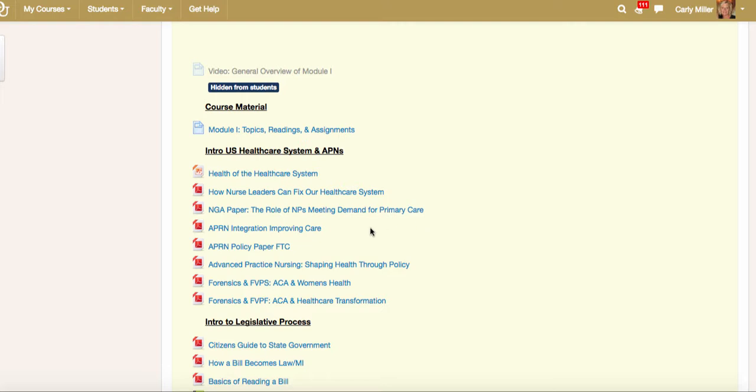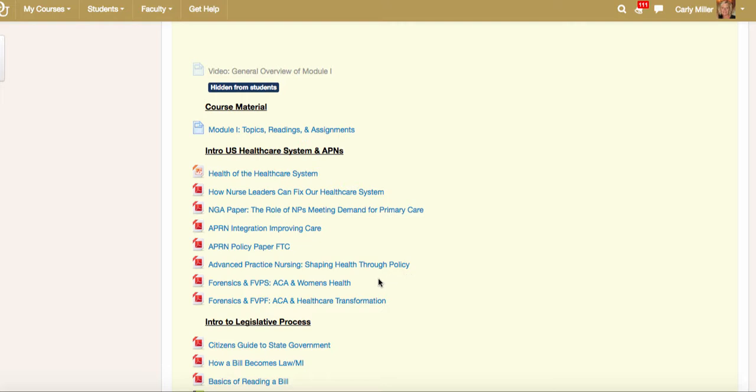APRN integration of improving care is kind of the same basis as this one too. This one looks at all realms of APRN practice: CRNAs, clinical nurse specialists, and NPs, and how we need to be utilized more within our healthcare system. The next one is the APRN policy paper from the Federal Trade Commission. They support our practice as nurse practitioners, so that's one to take a look at as well. Advanced Practice Nursing: Shaping Health Through Policy is an excellent article, and I recommend that you all read this one.